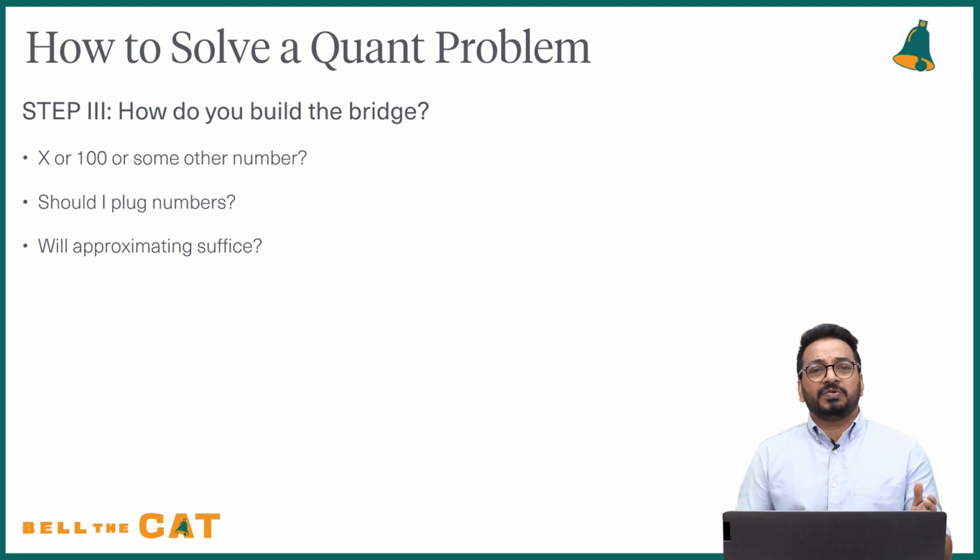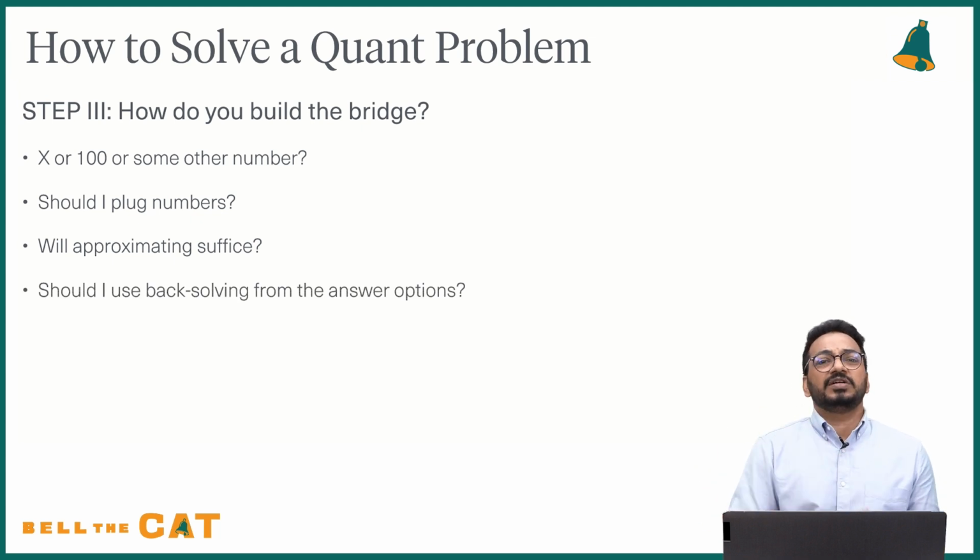Because if the answers are 20, 30, 45 and 58, they're fairly far apart. At the same time, if the answers are 25, 26, 27, 28, you know that, okay, I have to calculate precisely. Next one, should I actually solve backwards? Should I use the answer options, substitute in the question and get the answer? Is that a better method? How do you build that bridge?